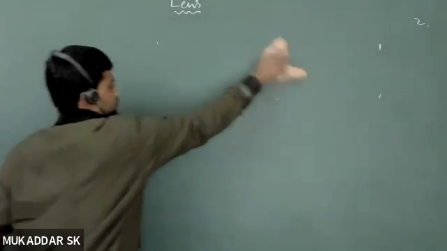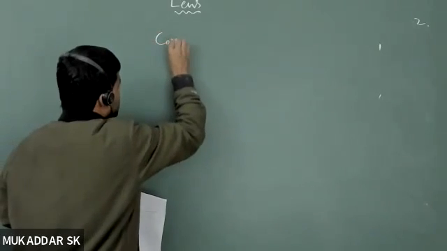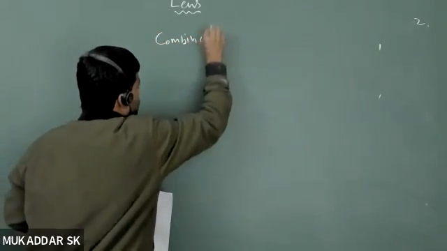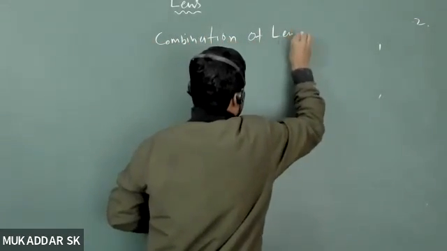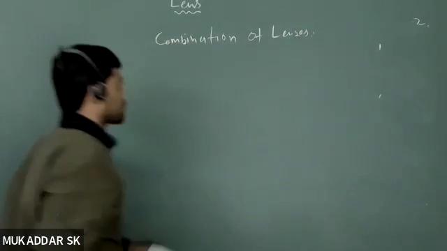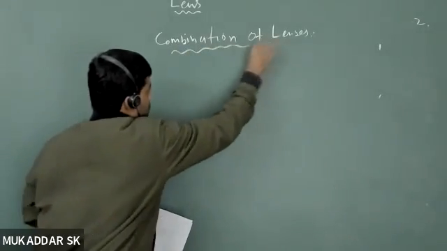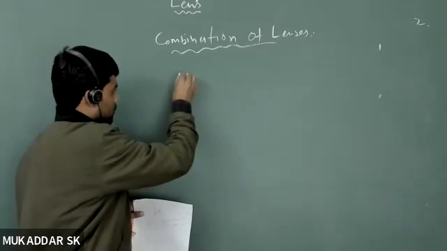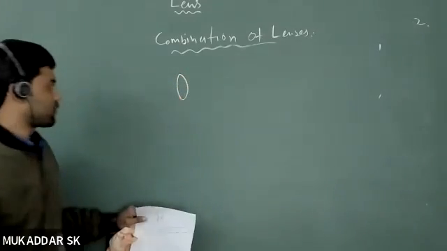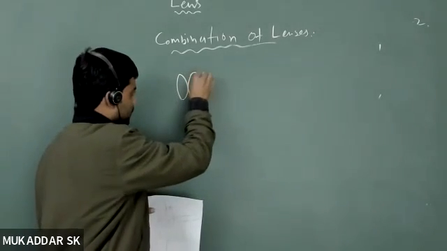Oh, sorry, I forgot to tell the focal length for a combination of lenses. Suppose you have a combination of two convex lenses. This is your convex lens, and you have another convex lens. They are in contact. The surfaces are touching each other.